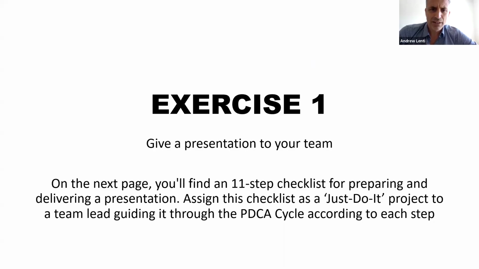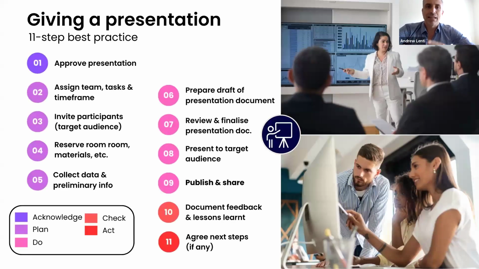So first exercise we're going to do, for those of you new to Presto, of course, Presto is a task manager, and I want to just book a very quick and easy task. We're going to take a look at this 11-step task right here. So this is more of a best practice. This is how in 11 steps we create and give a presentation. And as you can see from the color codes, each of these steps falls somewhere within the PDCA cycle. So when we approve that a presentation is going to get done, you're acknowledging it. When you're assigning the team tasks and time frame, when you're inviting participants, you're planning it. When you're preparing the document, when you're giving the presentation, when you're publishing it, you're doing, and so forth.